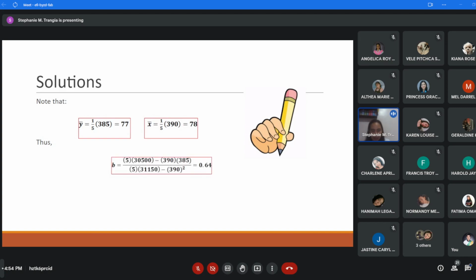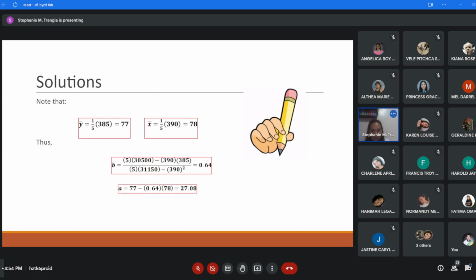Thus, B is equal to 5 times 30,500. The 5 is the number of students. 30,500 is the summation of XY, 390 is the summation of X, and 385 is the summation of Y, over 5, the number of students. 31,150 is the summation of X square minus the summation of X quantity squared, giving us B equal to 0.64.